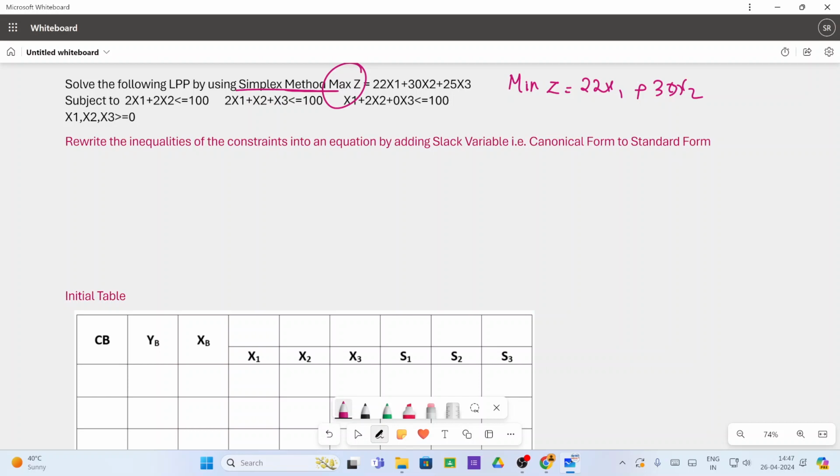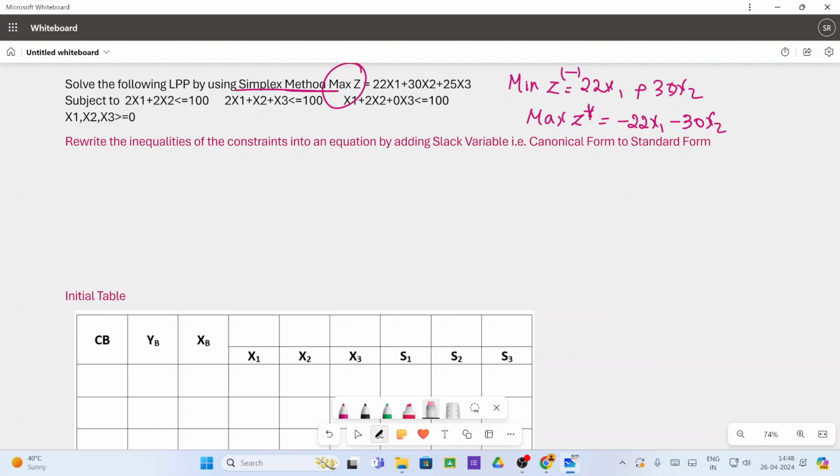If the question is like this, and I want to find the minimum z, then you have to convert that into a maximum z star. So max z star equals, you multiply the entire objective function by minus, so it is going to be minus 22x1 minus 30x2. This is going to be your new objective function. Based on this new objective function only, you can solve it by using your simplex method. So this is when we have a minimum z case.